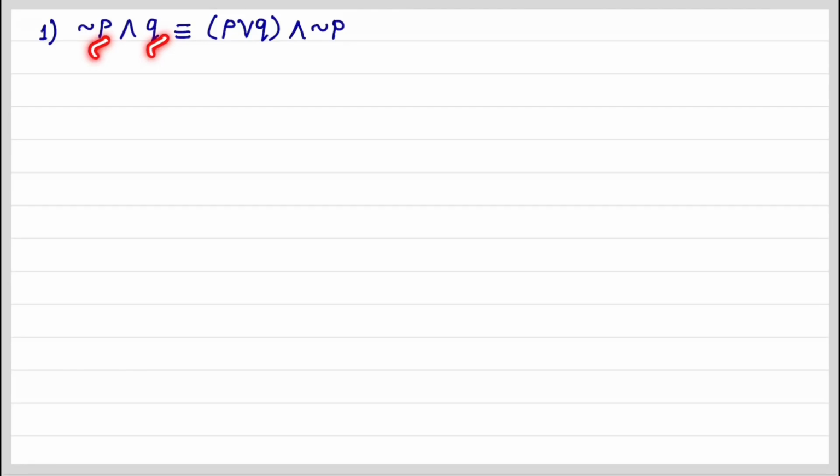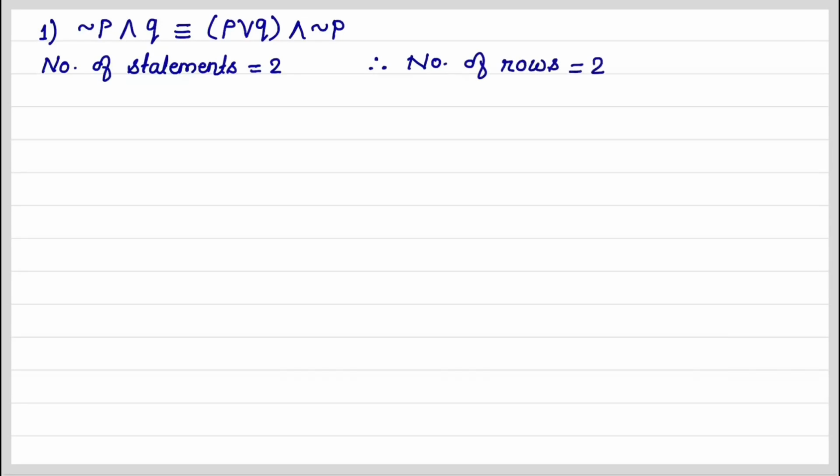Here two statements P and Q. Number of statements 2. Therefore, how many rows will be there? 2 raised to number of statements, that is 2 raised to 2 is equal to 4. And how many logical connectives? 1, 2, 3, 4. 4 logical connectives. Number of logical connectives is equal to 4.